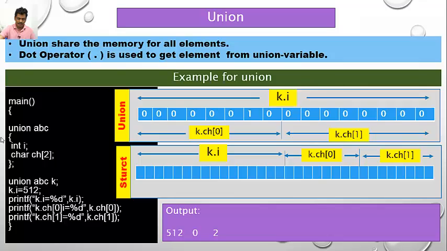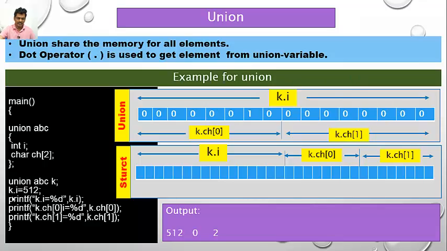But in the case of a union, i requires 2 bytes and ch of 2 is also 2 bytes, so it occupies only 2 bytes. The union variable k occupies only 2 bytes. k dot i is totally 16 bits. ch of 0 shares the first byte of k dot i, that is the first 8 bits for k dot ch of 0, and the second 8 bits for k dot ch of 1. So it shares the memory.